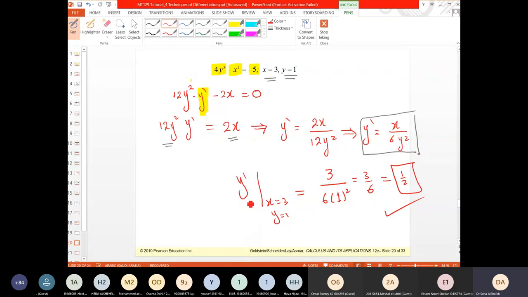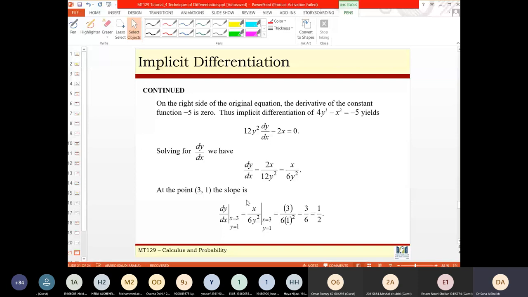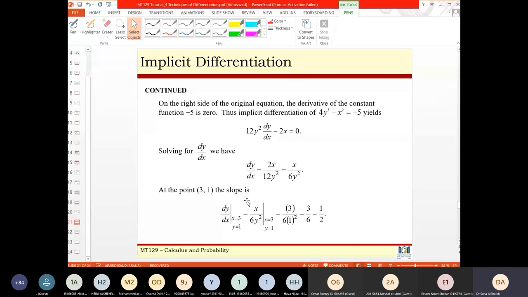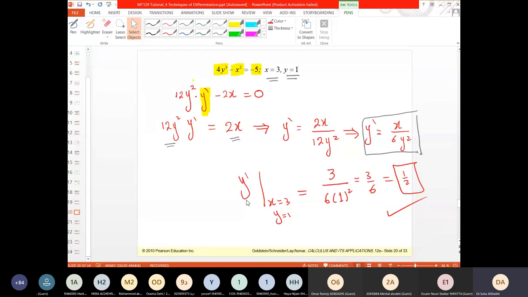The idea of implicit differentiation is that I have a mixed function with both x and y. We find the derivative as usual, but whenever the derivative involves y, we multiply by y dash. You can find the solution on this slide. You can see in the solution it's very simple: minus 5, its derivative is 0. What's the derivative of a constant, Khadija? We differentiated all the terms.